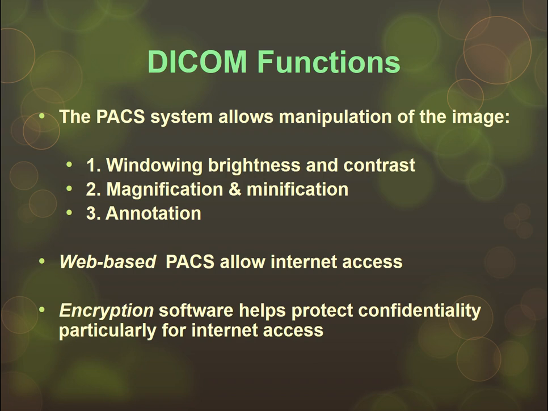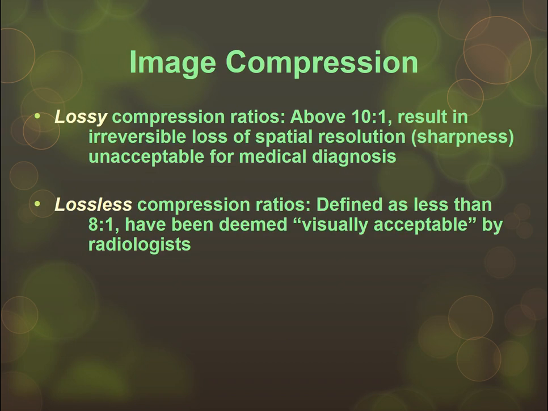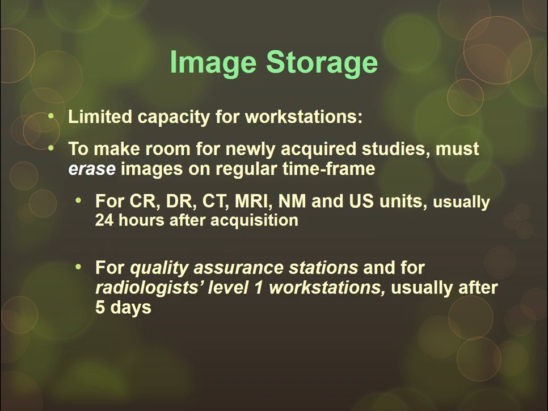So web-based PACS happens over the internet, and when you use web-based PACS over the internet, you're going to want to use encryption software to protect patient confidentiality. Image compression. Image compression comes in two varieties, lossy and lossless. Lossy is above 10.1 ratio of compression. It's called lossy because you're going to lose some of the image pixel data. Lossless is defined as less than 8.1, and it's called lossless because you don't lose any image pixel data when you do that type of compression.